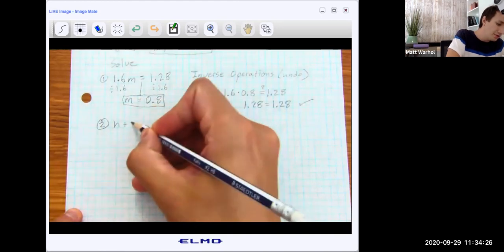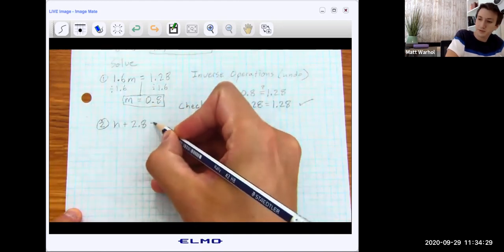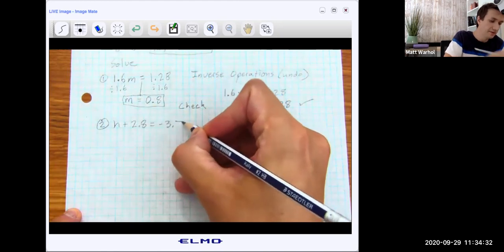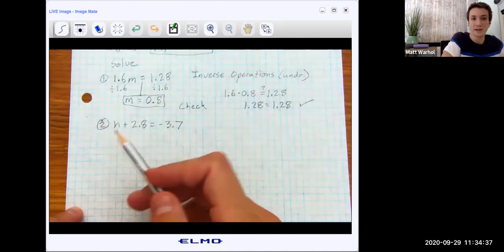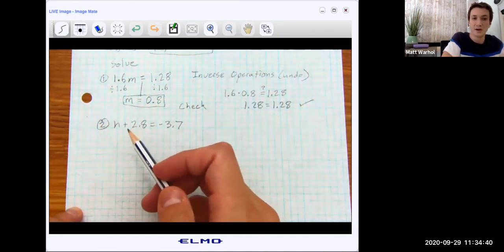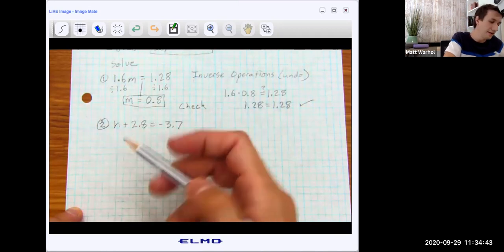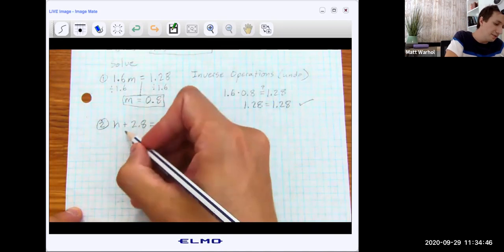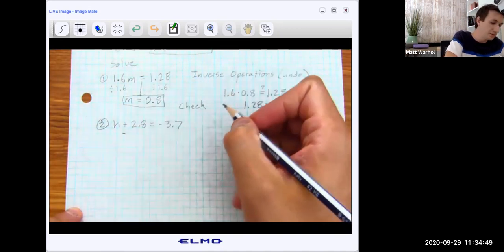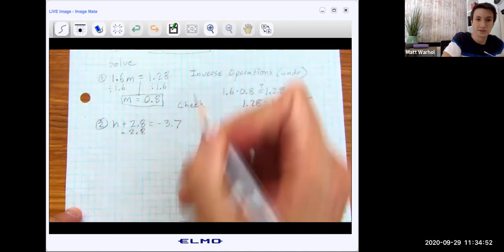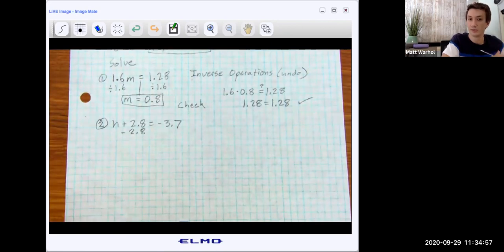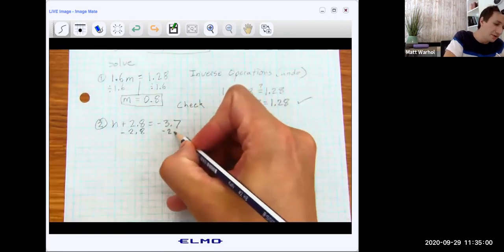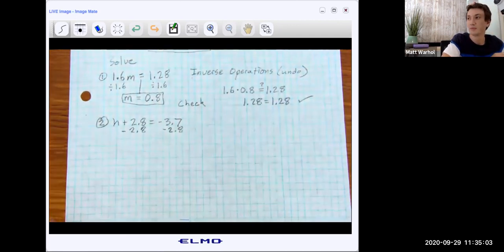h plus 2.8 equals negative 3.7. So again, I want to do inverse operations. I want to isolate my variable. I see my variable over here. So I want to undo all the operations. In this case, there's only one operation, addition. And what's the opposite? Subtraction. So to undo the adding 2.8, I want to subtract 2.8. And you're totally allowed to change equations in algebra as long as you do the same thing to both sides. So I can subtract 2.8 as long as I also subtract it over here. And that's keeping my equation balanced and making it more useful for me.